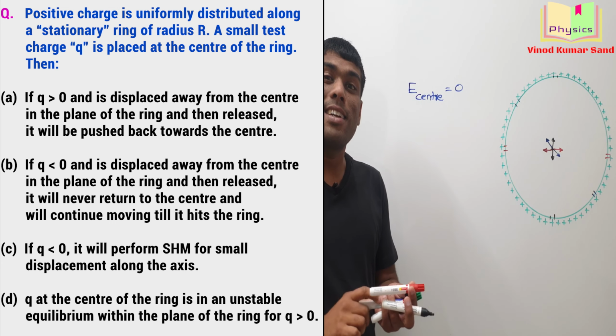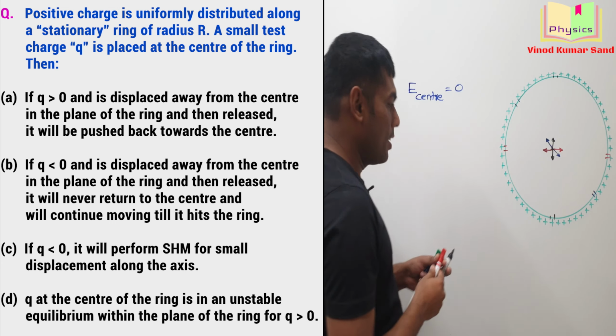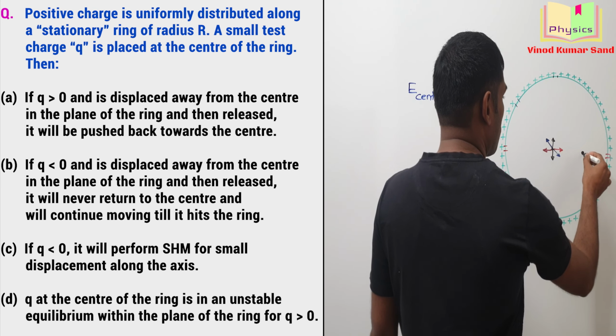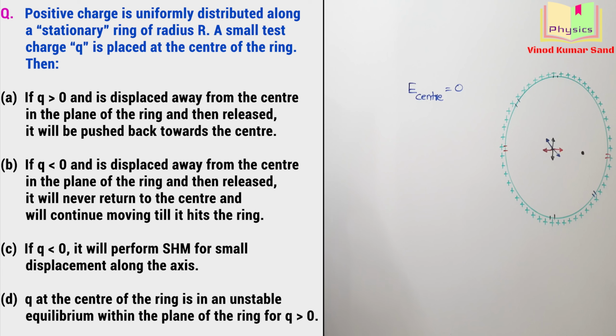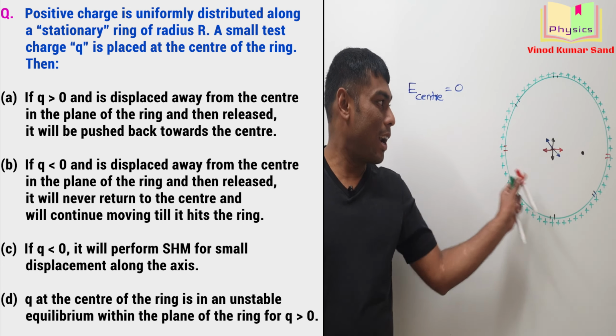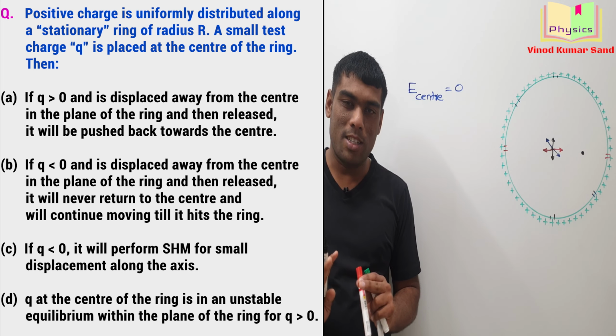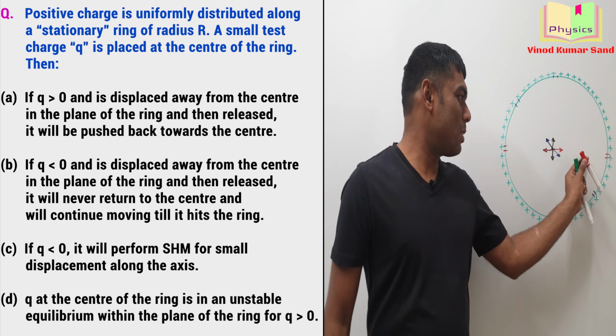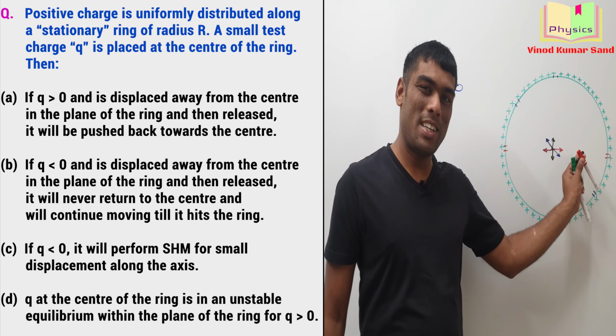Now let's consider some off center point. Suppose we consider a point here, this one. And now we want to determine the direction of the electric field at this point. The point lies in the plane of the ring itself. Can you guess where should be the electric field? What should be the direction of the electric field at this point?